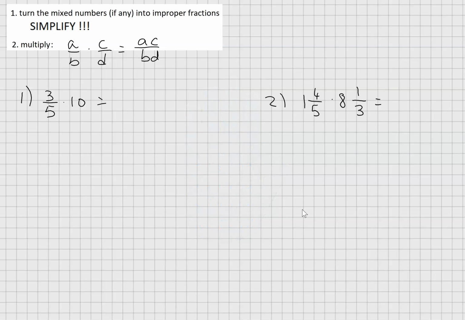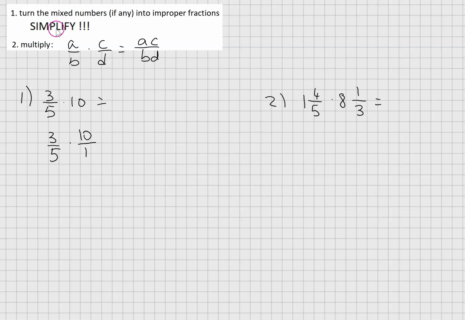Now that you solved the questions, let's check your answers. First thing is to turn the mixed numbers into improper fractions. 3 over 5 is a proper fraction. You don't have to do anything to it, but 10 is not a proper fraction. So how do we turn it into an improper one? Correct? 10 over 1.